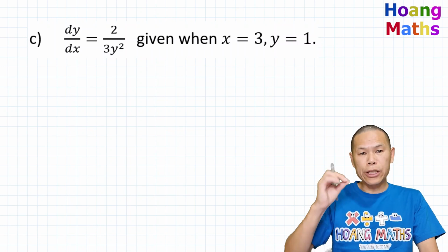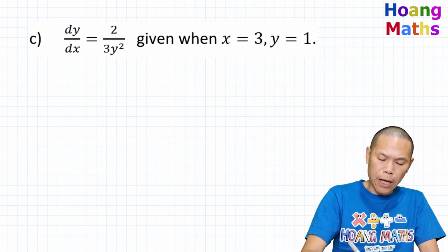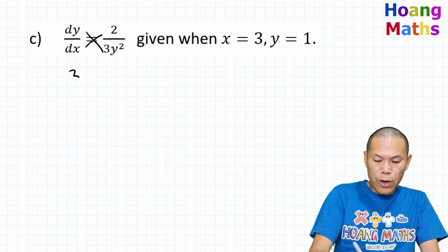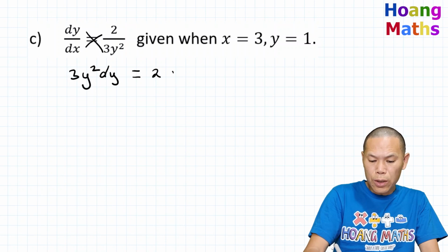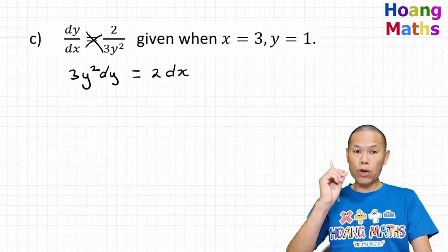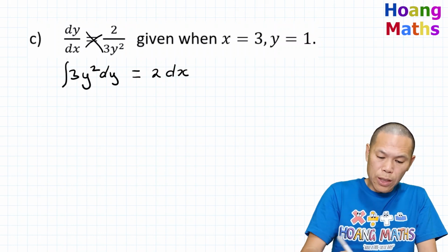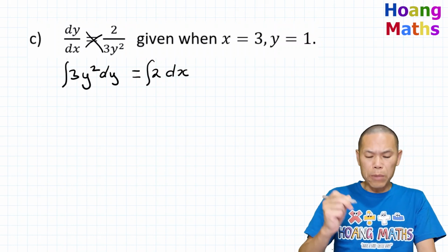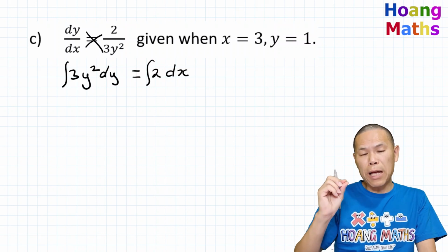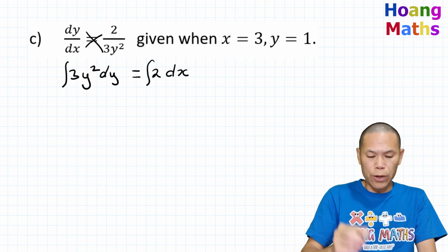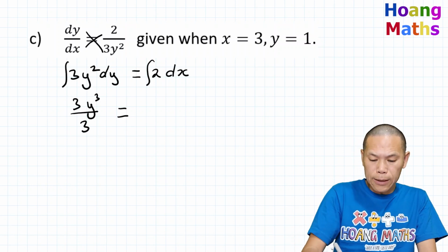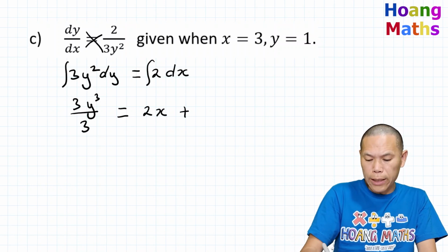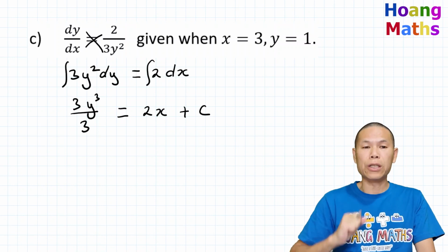Part C. Again, I just do cross multiply. So this becomes like this. So that means 3y squared dy gives me 2 dx. Integrate both sides. So if I integrate on this side, I do the same thing on the right hand side. 3y squared, plus 1 to the power, so 3y power 3 over 3. So 3y power 3, we divide this by 3. And integrating 2 dx is 2x. And do not forget, we need to add a constant after the integrations.